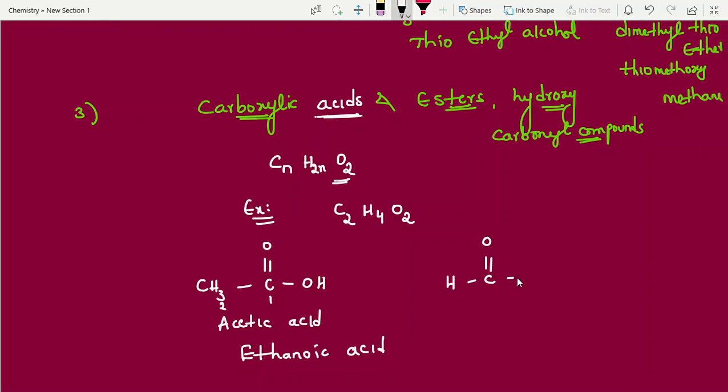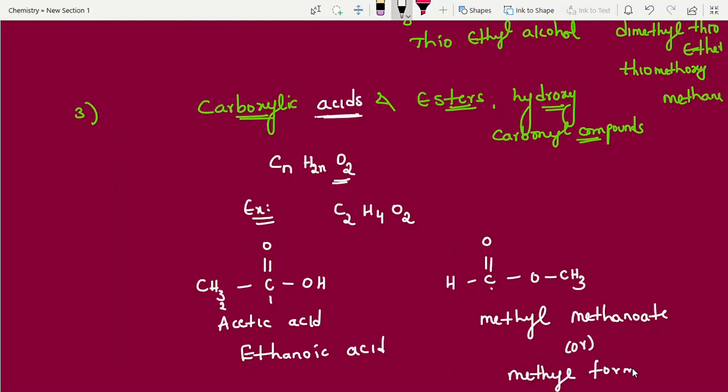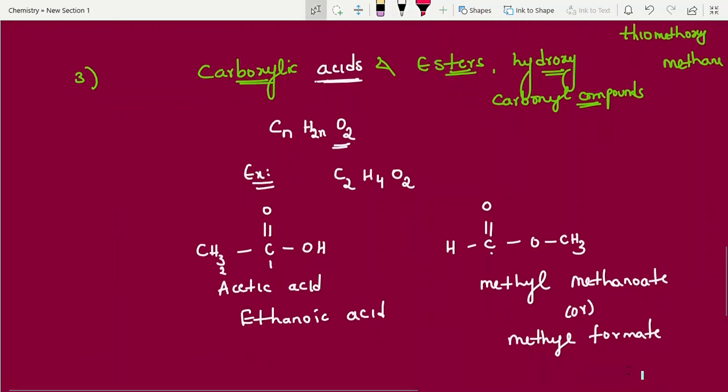Now, next one, the ester. Ether is completed. Ester, anyone have an idea? Ester, like this: CH3COO, this group we call an ester. Is the molecular formula satisfied or not? Check it. Yes, it's satisfied. What is this guy's name? Methyl methanoate. This is methyl, and this is also a chain terminating functional group. So methyl methanoate. Or else you can call it methyl formate. Next one, what I said, hydroxycarbonyl compounds.